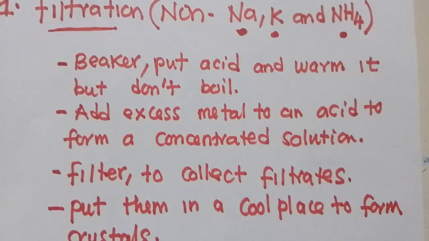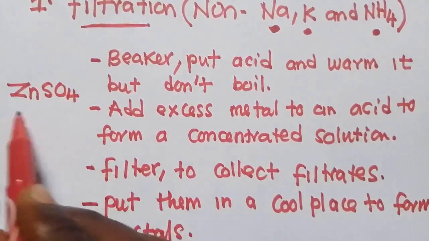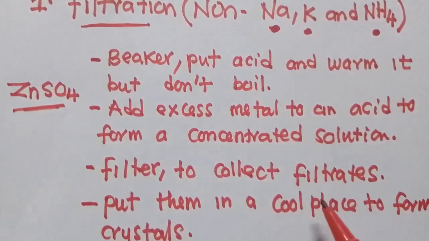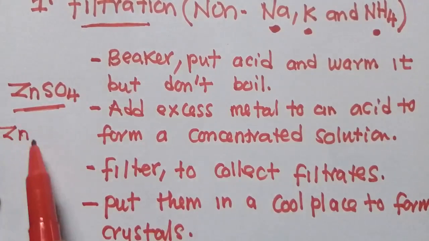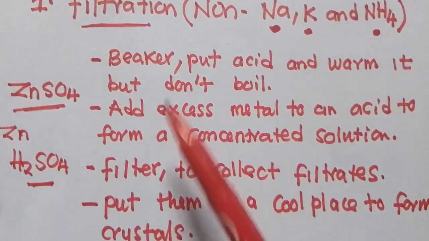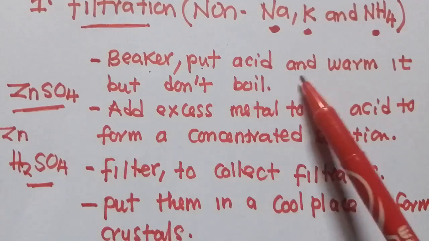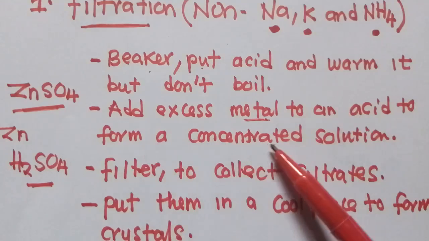So let's say you want to prepare any salt. You can prepare any salt as long as it is not containing those three things. Let's say you are preparing zinc sulfate. How can you prepare zinc sulfate with these procedures? One, you need to identify the metal. It is zinc. Which acid? Sulfuric acid. So you get a beaker, put the sulfuric acid into the beaker, warm it, but don't boil. Add excess zinc to the acid to form a concentrated solution.